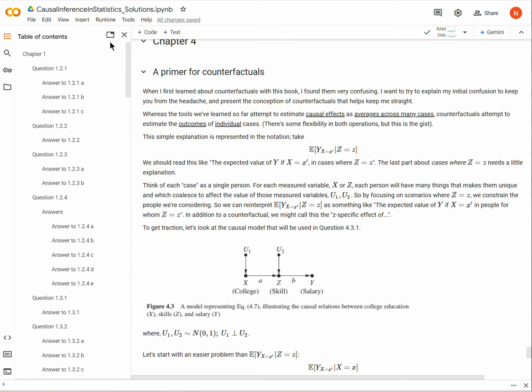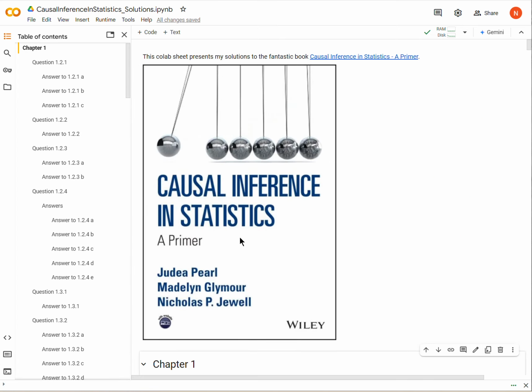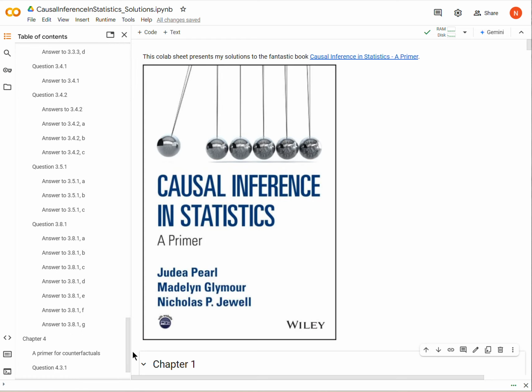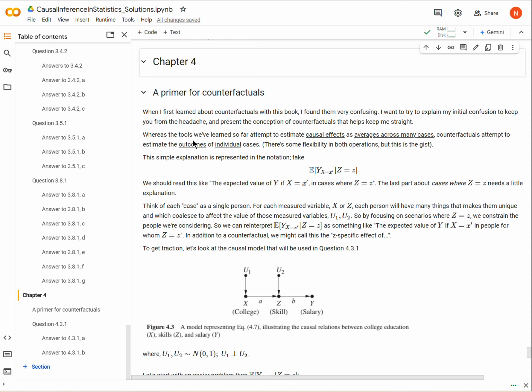So we are just starting Chapter 4 in this book right here, Causal Inference in Statistics. This is the final chapter, and it's a challenging but interesting chapter, and quite a bit of fun, actually. So I'm going to make two videos back to back here, and I suggest that you watch them back to back.